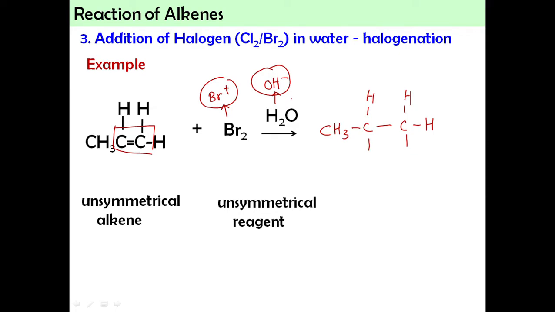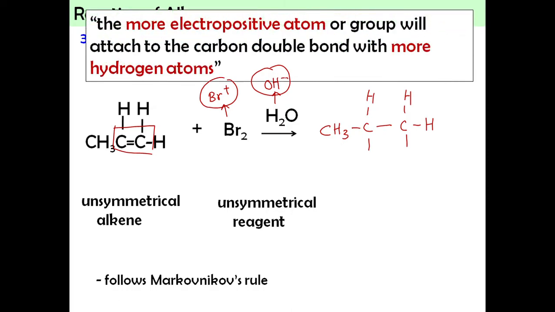So inilah datangnya Markovnikov rule. So kita tengok balik Markovnikov rule. This is the Markovnikov rule. More electropositive atom. Mana satu yang positif? This is positive atom. So more electropositive atom will be added to the carbon-carbon double bond with more hydrogen atom. Okay, jadi carbon-carbon double bond tadi, so tengok kat sini. Ini adalah our carbon-carbon double bond. So this carbon ada 2 hydrogen. So ini ada 2 hydrogen.